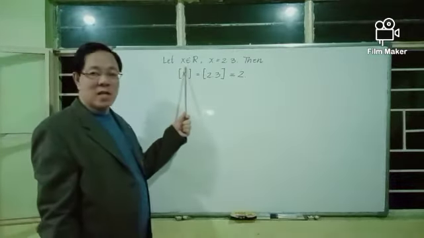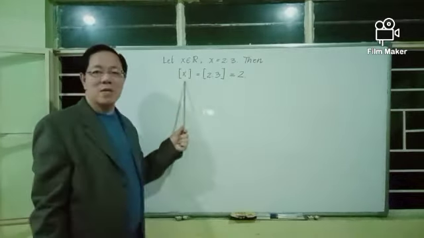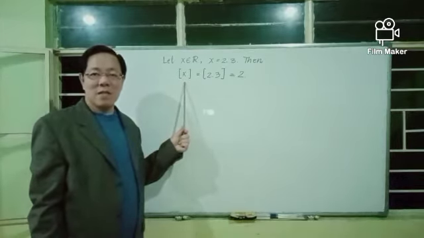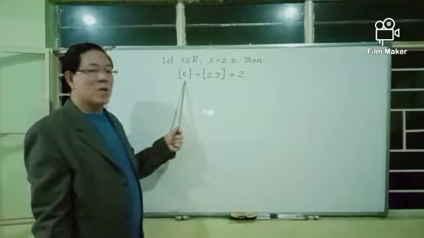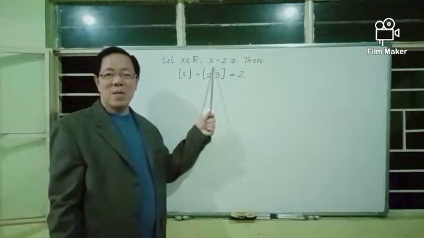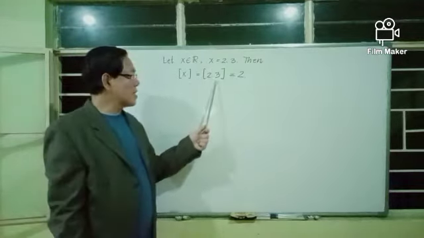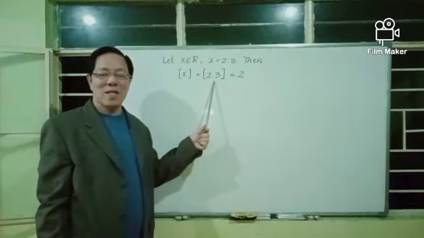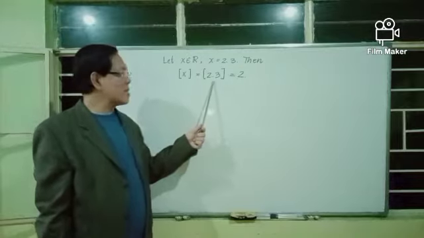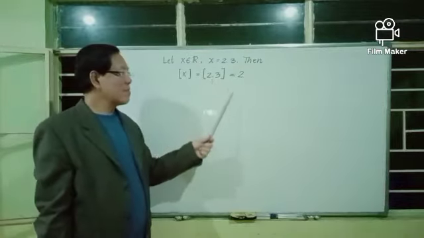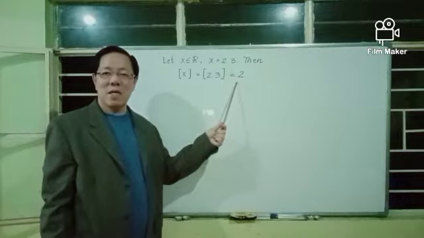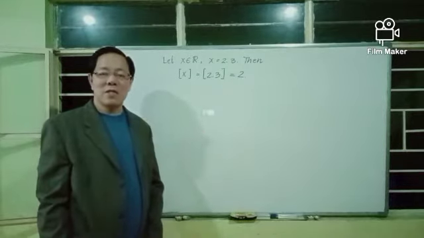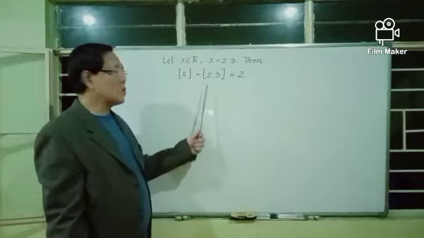Again, for any real number x, the floor or the greatest integer function of x gives the greatest integer that is less than or equal to x. For x equals 2.3, the floor of 2.3 is the largest integer that is less than or equal to 2.3, and that integer is 2. Now suppose we write all the integers that are less than or equal to 2.3.